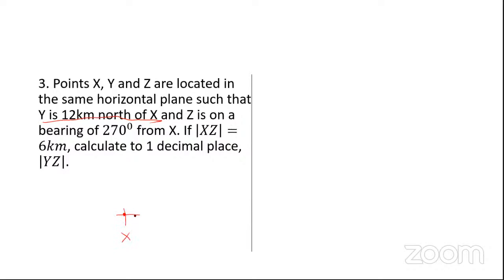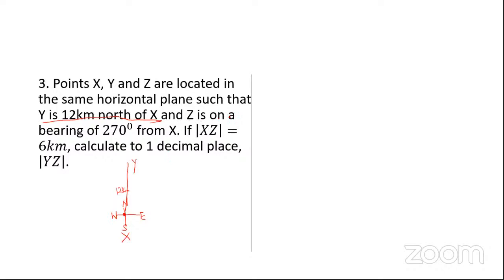Let's say this is X. Y is 12 kilometers north of X. So this is north of X, this is south of X, this is west of X, this is east of X. What we need is 12 kilometers north of X. So this is where you have Y.